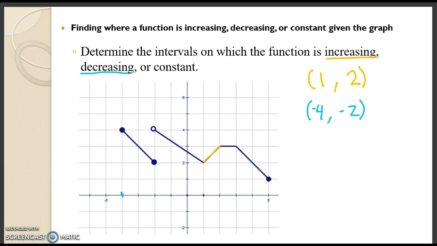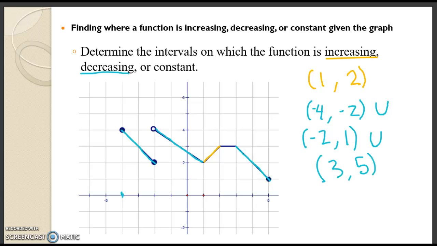And you might think, but hey, it's also decreasing from negative 2 until 1, right? But we don't include that negative 2, because there's a jump here. At negative 2, we're not actually sure what's happening. And we're going to union these all together. So here's decreasing, here's decreasing, and we have one more spot where we're decreasing, and that's from 3 until 5.